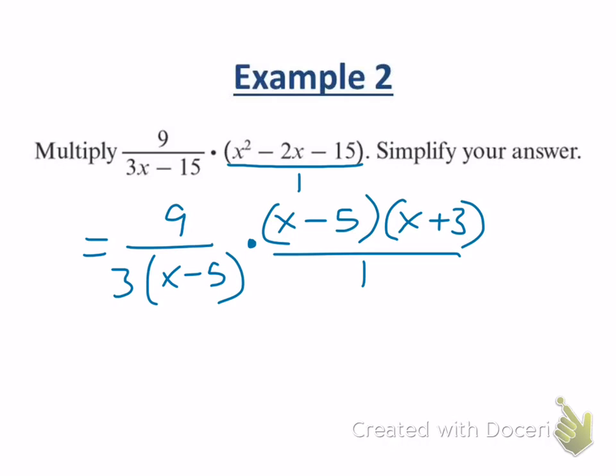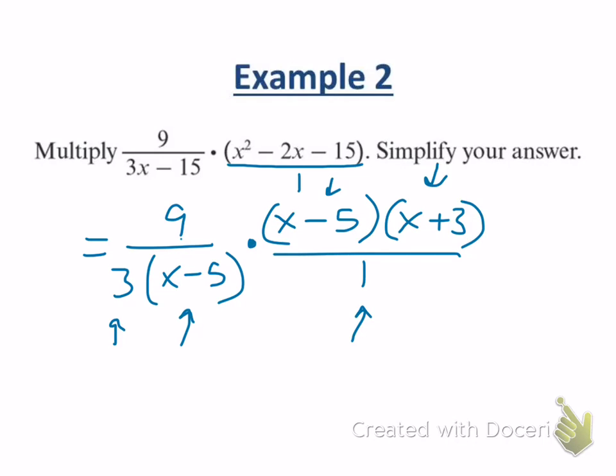Well, we already know that one factors can be. Now everything is a factor, right? The 9 is a factor. The x minus 5 is a factor. The x plus 3 is a factor. The 3 is a factor. The x minus 5 is a factor. The 1. Everything is a factor now. And we can cross cancel things.